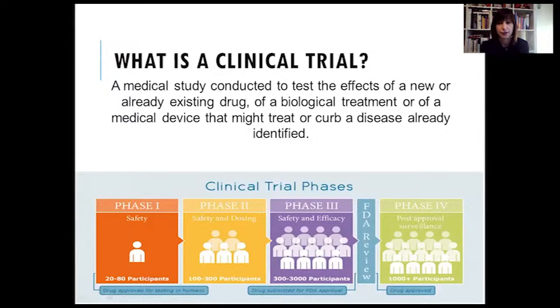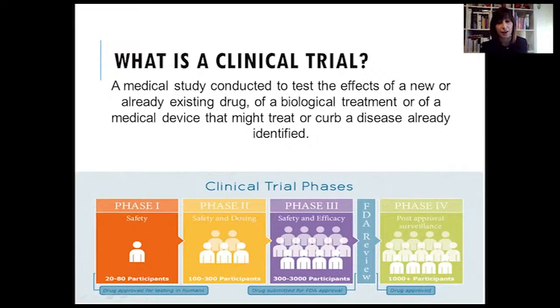When it comes to orphan drugs, their production is often linked to clinical trials, as they are drugs that need to be tested because they don't exist on the market. A clinical trial is a medical study conducted to test the effect of a new or already existing drug, of a biological treatment or a medical device that may treat or cure a disease already identified. The main goal of clinical trials is to compare 2 or several groups of subjects by using 2 or several treatments in order to determine the efficacy of a drug or of a biological treatment.